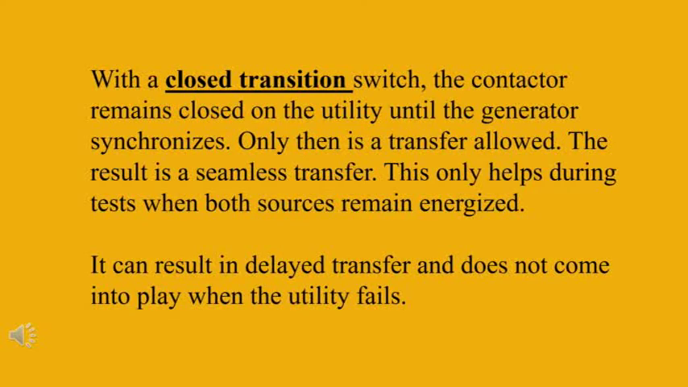With a closed transition switch, the contactor remains closed on the utility until the generator synchronizes. Only then is a transfer allowed. The result is a seamless transfer. This only helps during tests when both sources remain energized. It can result in delayed transfer and does not come into play when the utility fails.